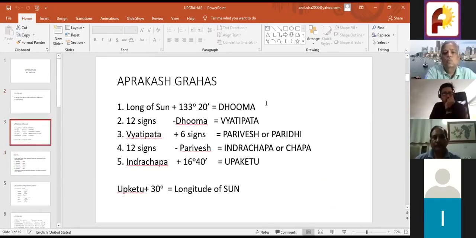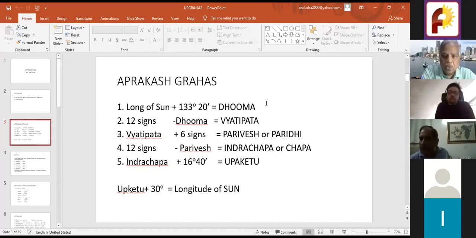One is Dhoom, second is Vyatipat, third is Parivesh, or we call it Paridhi, fourth is Indra Chap or Chap, and fifth is the Upketu. So as the name indicates, they are basically all malefic in nature. So wherever they are, in which house they are posited, or with which planet these are posited, they always afflict that planet or the house. So all of them are basically malefic in nature, and they cause affliction wherever they are posited.